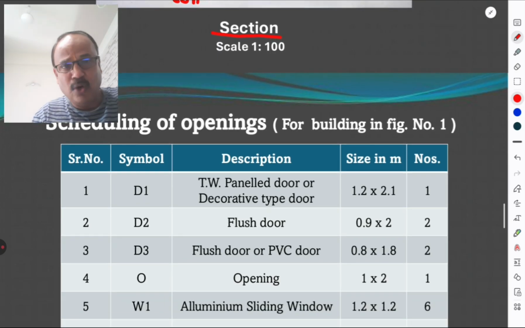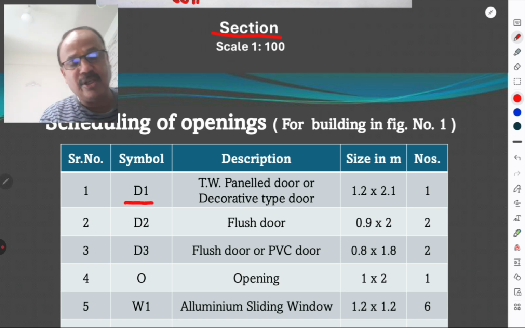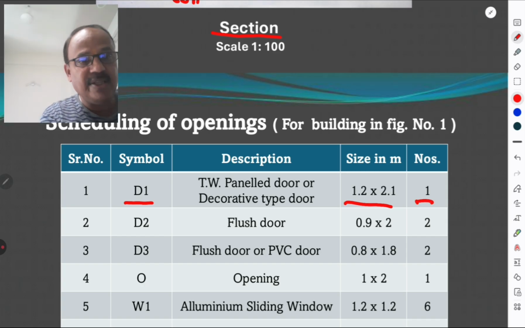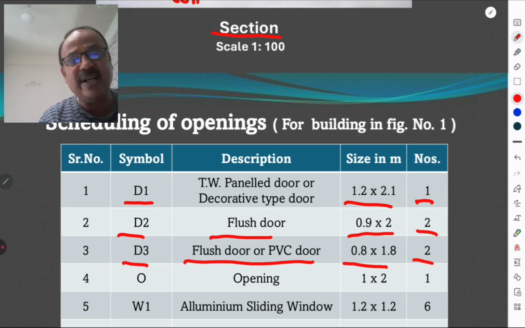Then schedule of opening. What is that? Schedule of opening means schedule of doors and windows, doors and windows size and their numbers. So if there is a D1 door as shown in the drawing, D1 door means it is thick wood panel door or decorative type of door. The size is 1.2 by 2.1 meter and one number. What is D2? It may be a flush door. The size is 0.9 by 2 meter and two numbers. What is D3? That is flush door or PVC door. Size is 0.8 by 1.8 meter. I mean, different sizes are shown by different symbols.